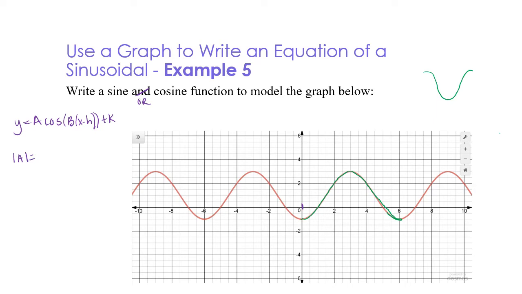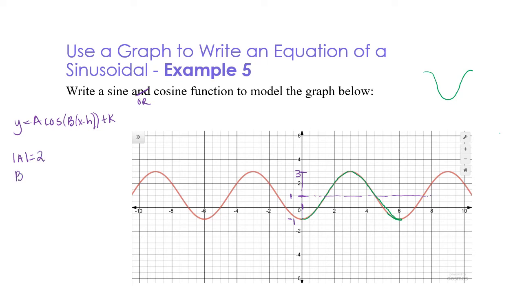So let's see. The midline: we've got between -1 and 3 is where our minimum and maximum is. So that means the midline happens right here, halfway in between those, which is going to be at 1. So our amplitude, to get from here to the max, is going up 2. From here at the midline to the min is going down 2. So our amplitude is going to be 2.